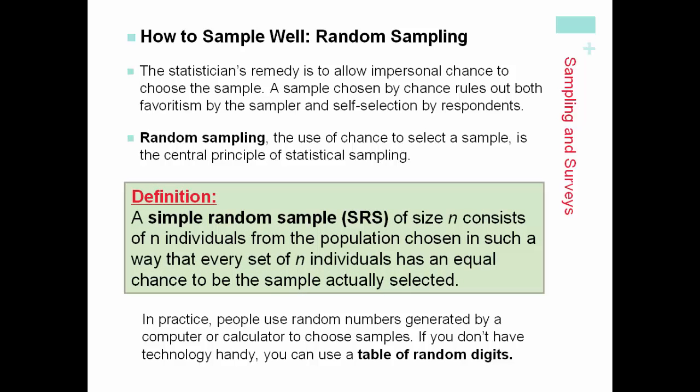A simple random sample of size n consists of n individuals from the population chosen in a way that every set of n individuals has an equal chance to be the sample actually selected. In practice, people use random numbers generated by a computer or calculator to choose samples. If you don't have technology, you can use what's called a table of random digits.